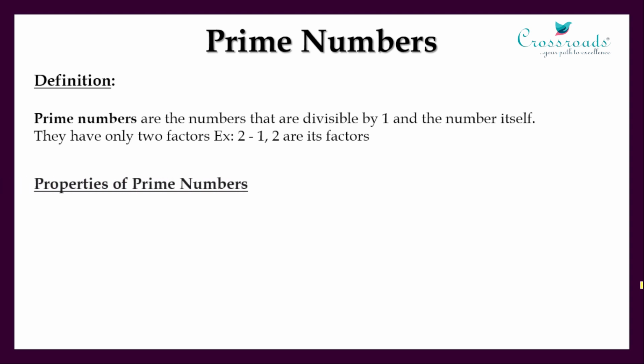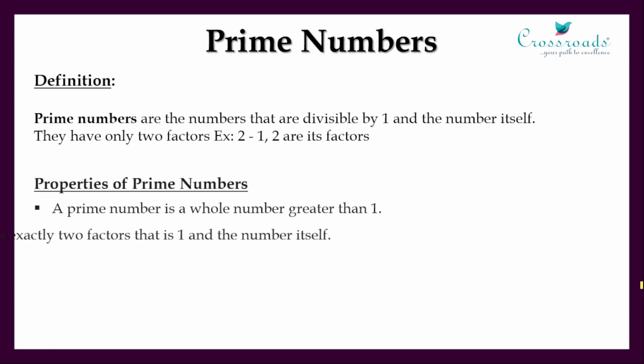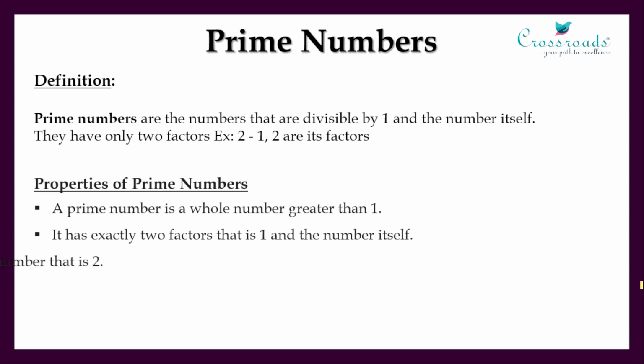So what are the properties of prime numbers? As already told, a prime number is a whole number greater than 1. It has exactly two factors, that is 1 and the number itself. There's only one even prime number, that is 2. This is a significant point that needs to be noticed by any child. All prime numbers are odd numbers. It's only the number 2 which is an even prime number.